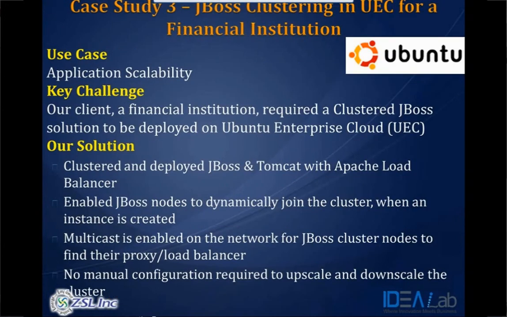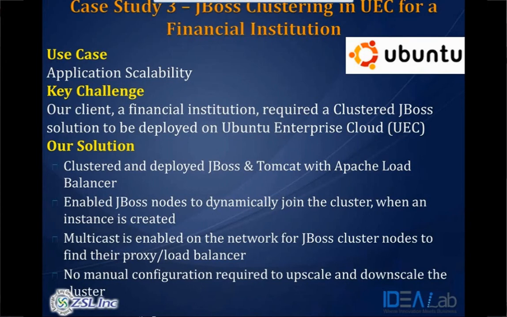Then, JBoss clustering in UEC for a financial institution. Their main issue was scalability, as you see, clustering. So we created a specific proof of concept on the Ubuntu Enterprise Cloud where you could scale JBoss. Everybody knows JBoss is an application server, like Tomcat in the open source world. I could go into much more detail, but it's not required at this stage. The basic use case here was application scalability. How do you scale dynamically in the cloud, in a private cloud? That's what we demonstrated in this whole exercise.